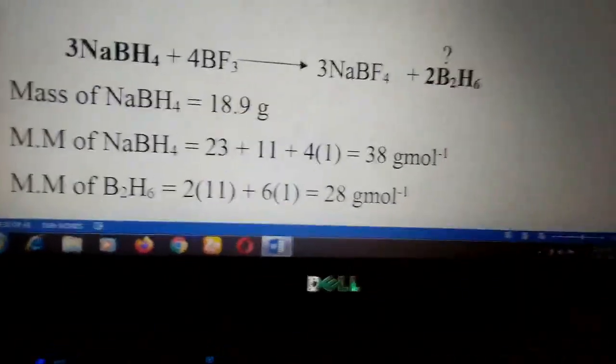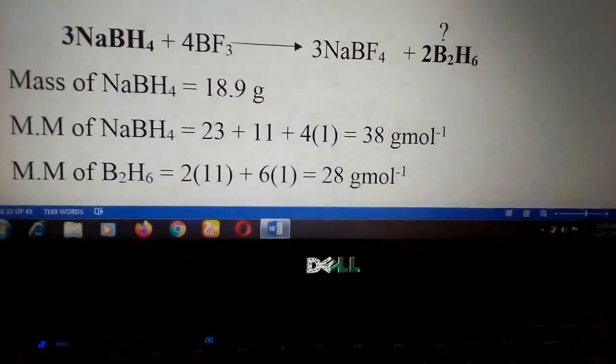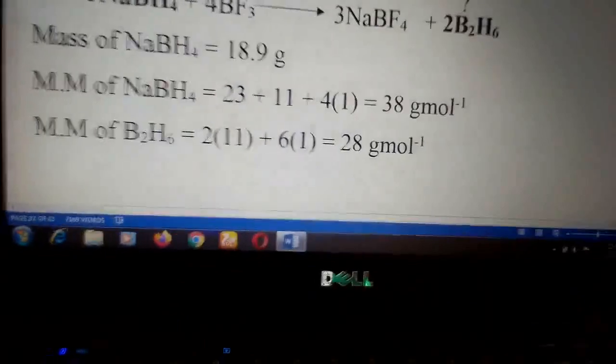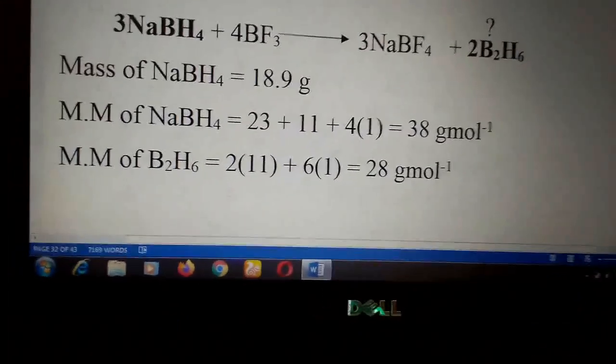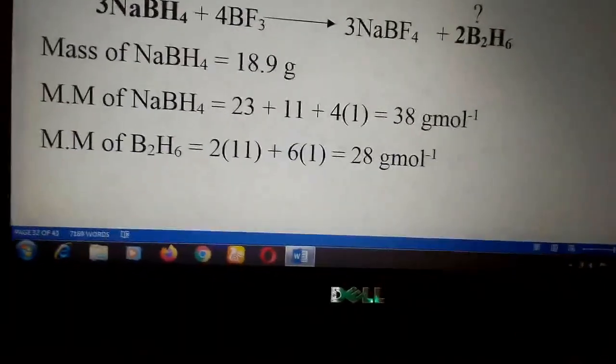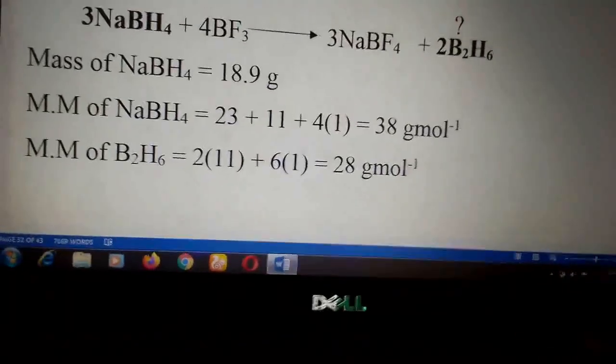Hydrogen is 1 multiplied by 4 atoms we have there. That gives us 38 grams per mole. We'll find the molar mass of boron hydride. Boron is 11 times 2 atoms, as we can see there. The hydrogen is 6 times, so that gives us 28 grams per mole.